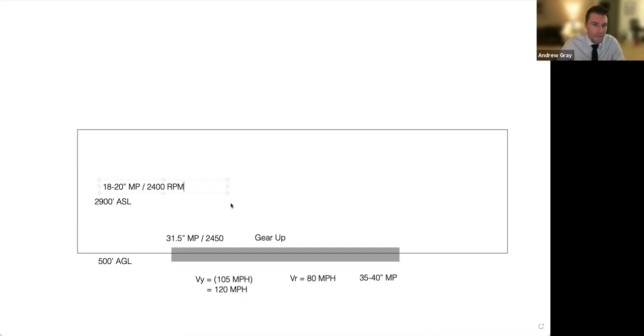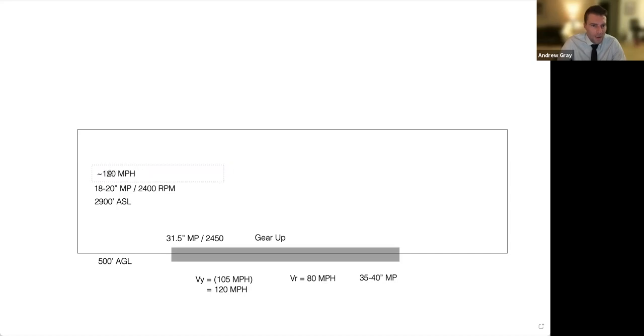Now the power setting that I say here, 18 to 20 inches manifold pressure, that's a ballpark, right? It's not enshrined in gold or anything like that. The real purpose for that is that this power setting should give you an airspeed of approximately 120 miles per hour. That's basically what we're shooting for.